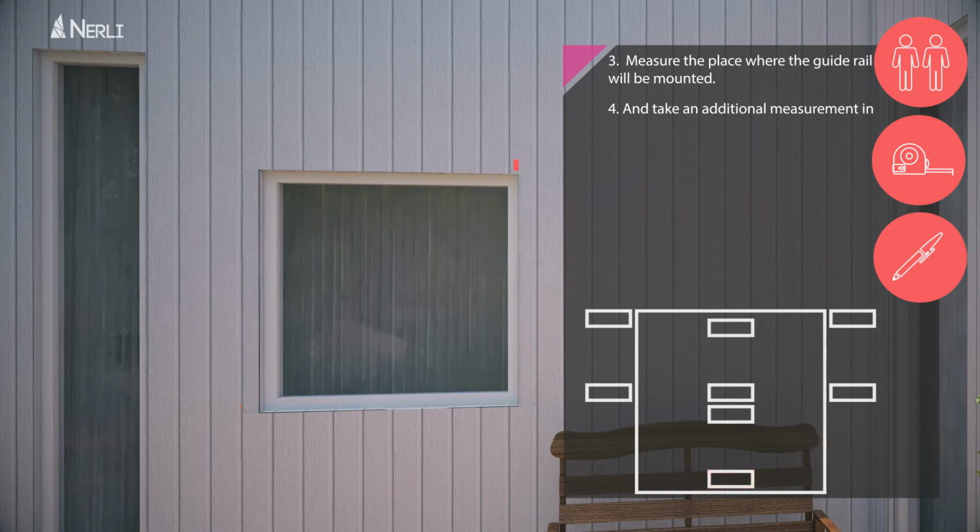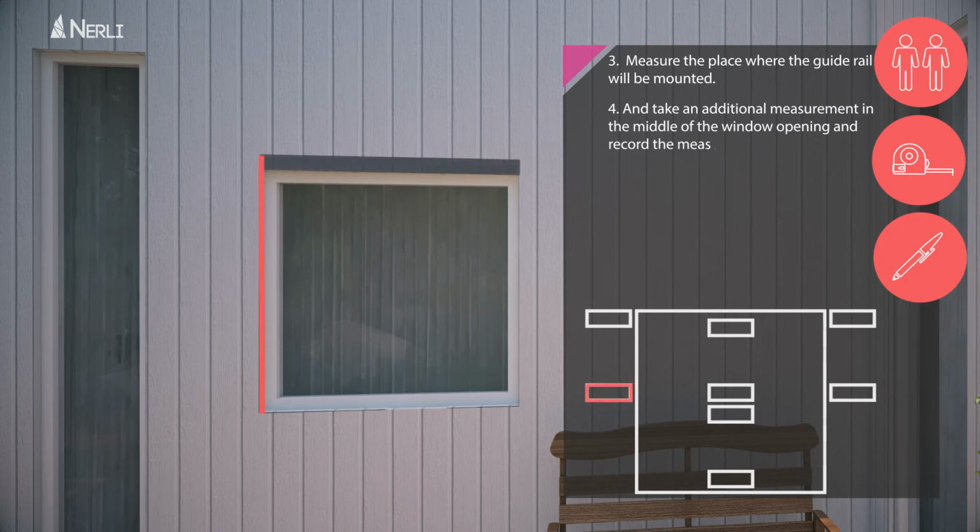Vertical measurement. Measure the place where the guide rail will be mounted. On the right-hand side, on the left-hand side, and take an additional measurement in the middle of the window opening, and record the measured value in the measurement sheet.